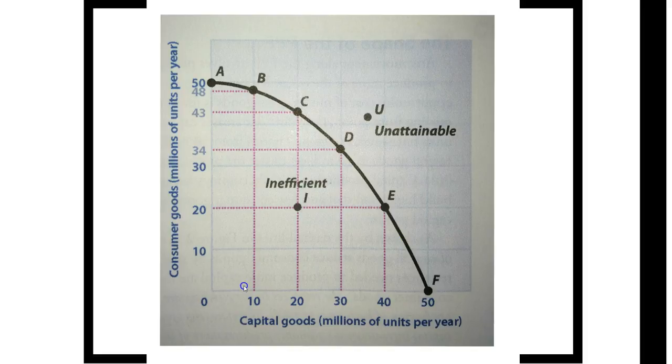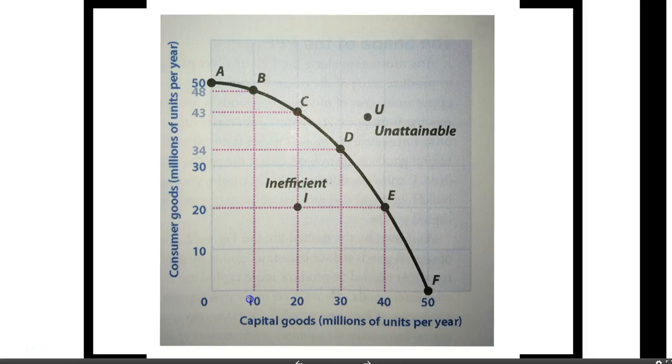whereas the first 10 million units of capital goods have an opportunity cost of only 2 million consumer goods. So 2 million consumer goods. So if I increase from 0 to 10 in the capital goods, my consumer goods just go from 50 to 48. Okay? So I'll say that again. The first 10 million units of capital goods have an opportunity cost of only 2 million consumer goods.